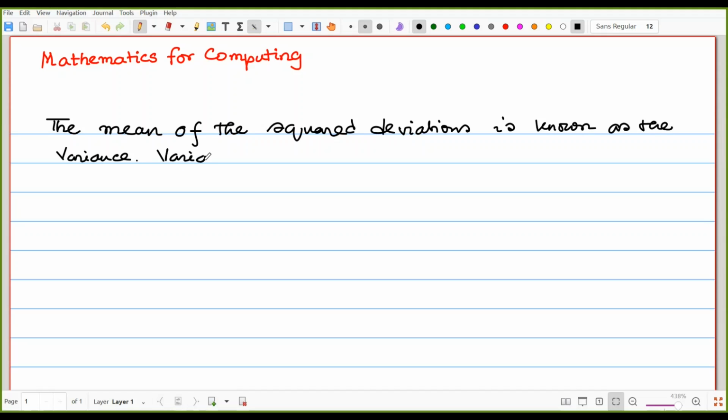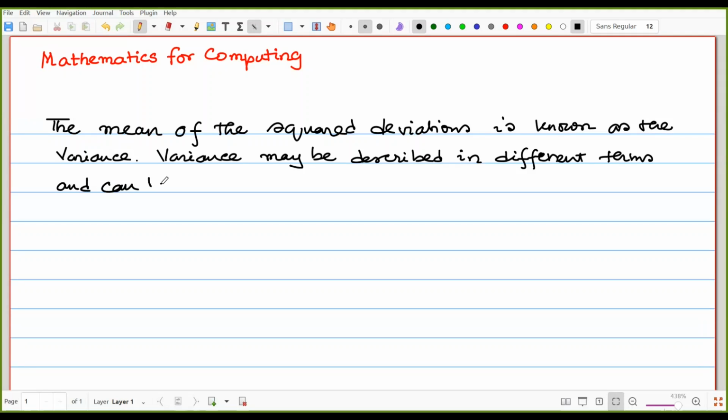Variance may be described in different terms, and they may be changed and also used interchangeably.